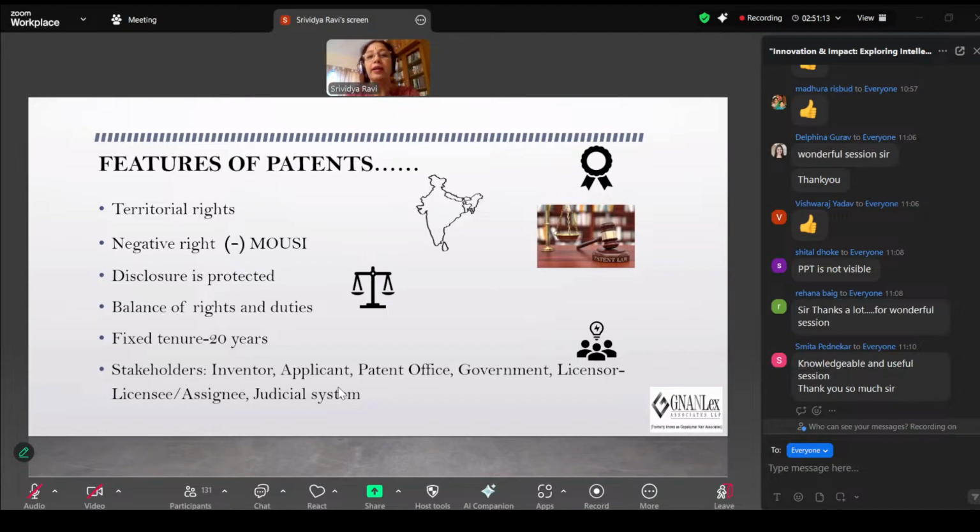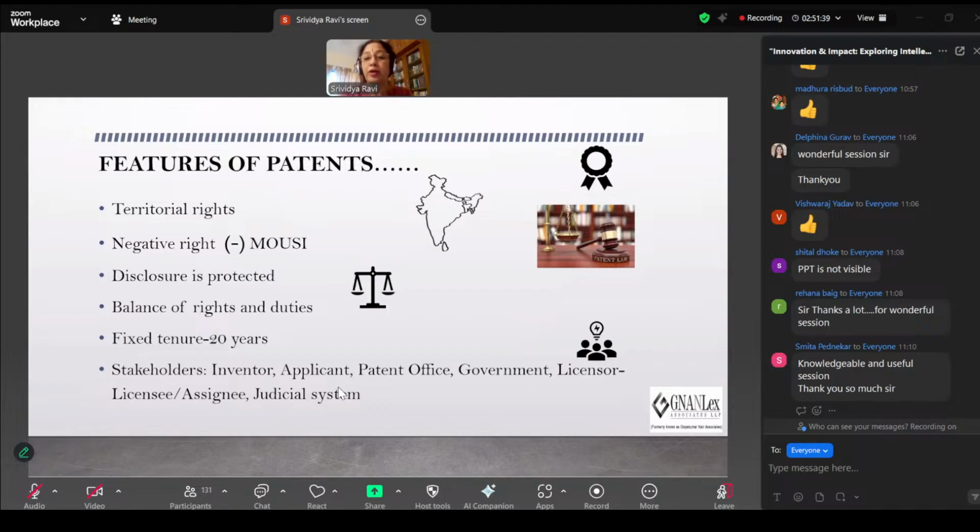Okay, so a patent right, like any other right, is a balance of duties and rights. This is how our Indian Constitution itself is framed. We as citizens of this country have certain rights: the right to education, the right to live anywhere in the country, the right to travel across the country, the right to pursue any profession that you want to. You have all these rights, but you also have some duties.